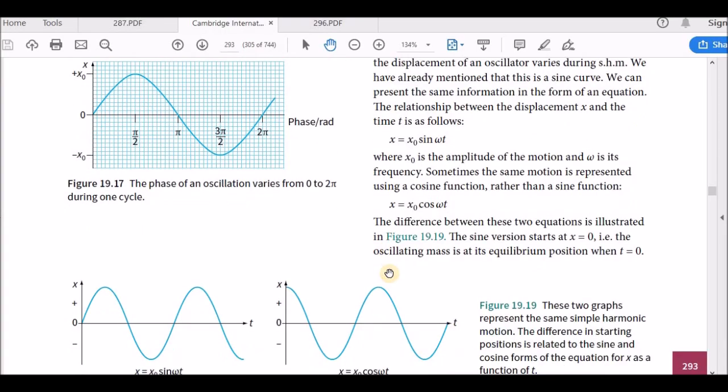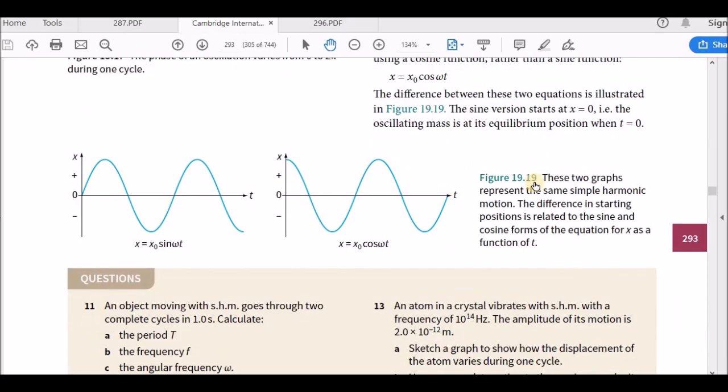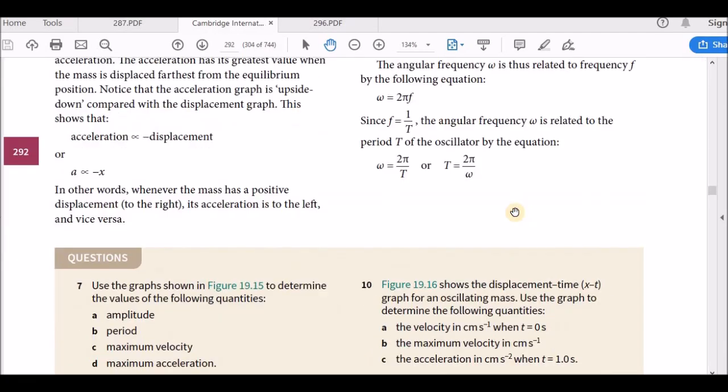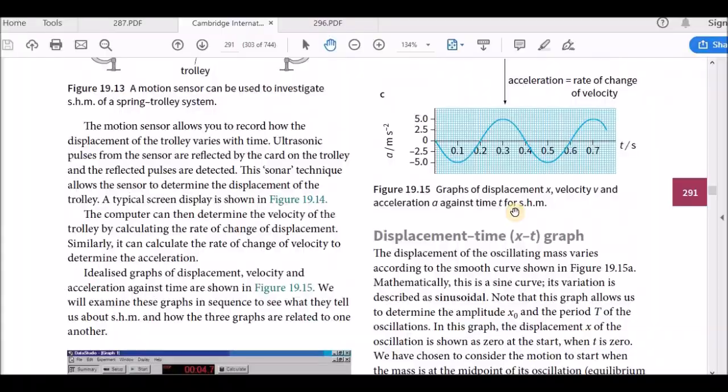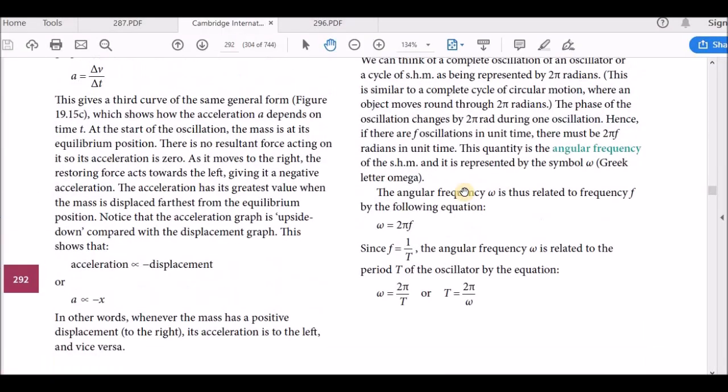Okay, let's see this last bit. So then about the equations of simple harmonic motion, the graph of figure 19.15, let's see that graph 19.15. Yeah, these graphs, they are referring to the graphs we were discussing earlier.